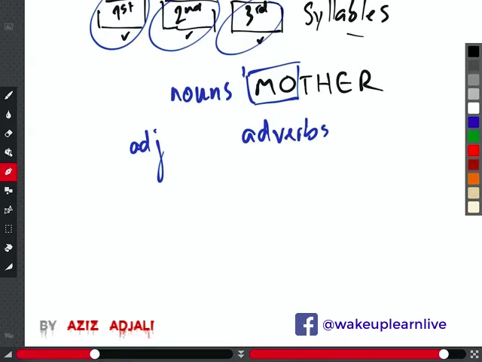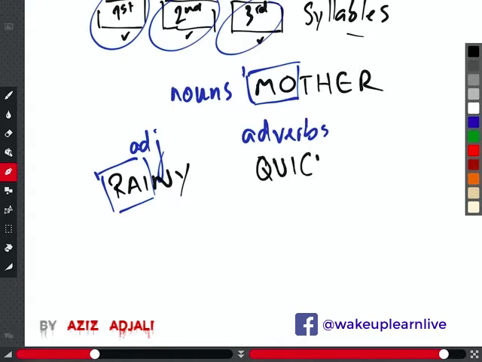For example, the adjective, if we say rainy, so the same, we say rainy, rainy. Okay, so the first syllable is the place of the stress. If we talk about adverbs, for example, we have quickly. So we say quickly, quickly. So the first syllable is the place of the stress.